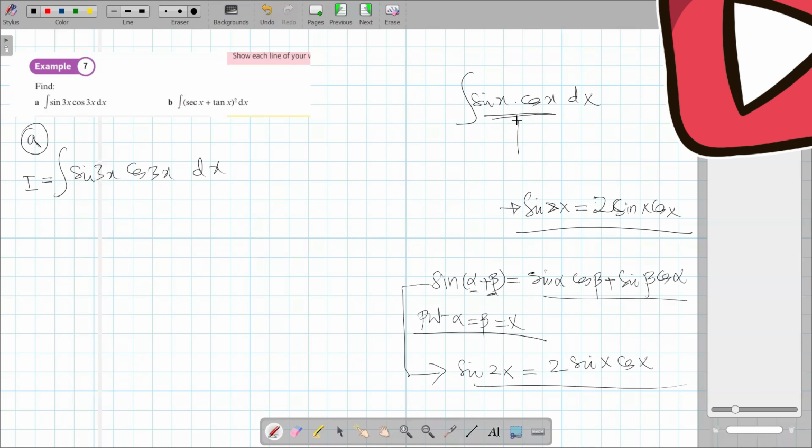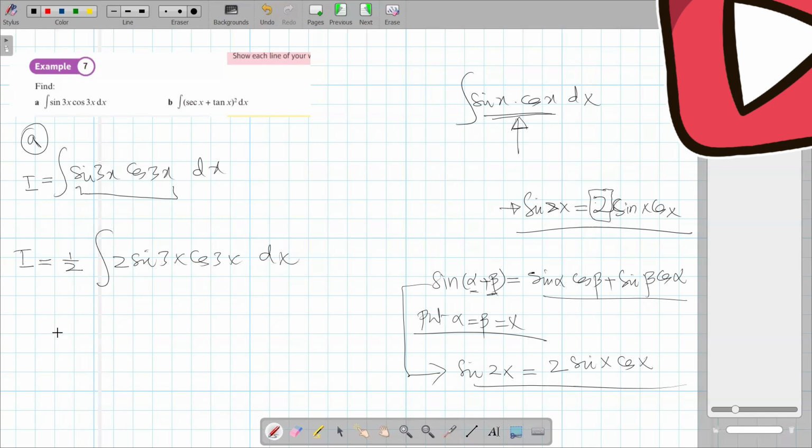So if you have to integrate the product of sine and cosine, you need to convert it into a single trigonometric function using the double angle. What is missing here in this formula? The 2 is extra. So we will divide by 2 outside and multiply 2 inside.